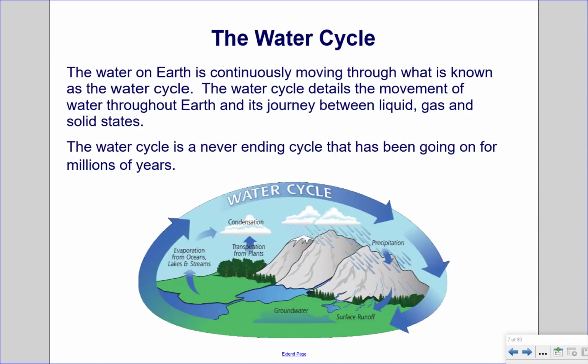The water cycle. The water on Earth is continuously moving through what is known as the water cycle. The water cycle details the movement of water throughout Earth and its journey between liquid, gas, and solid states. The water cycle is a never-ending cycle that has been going on for millions of years.